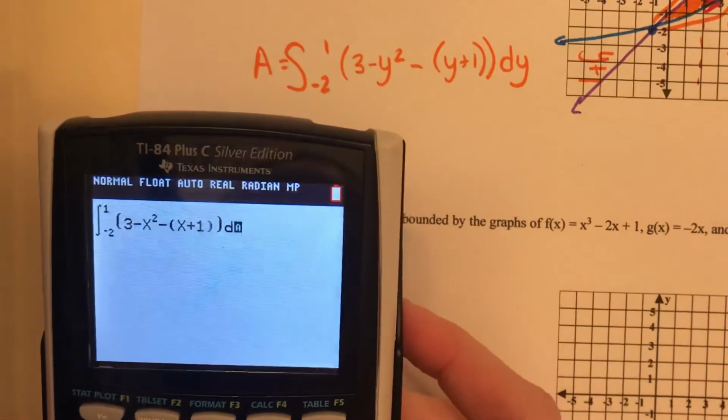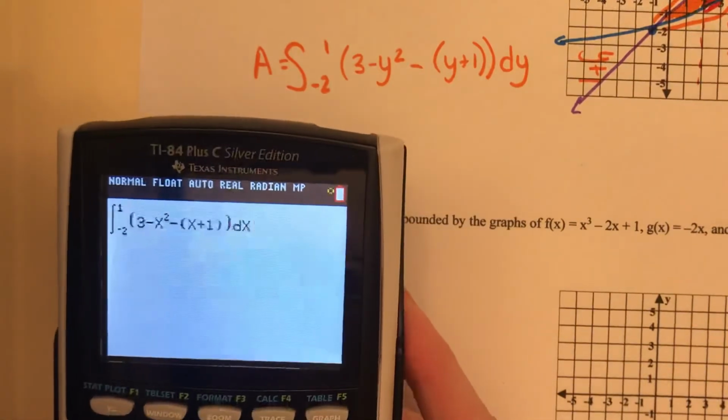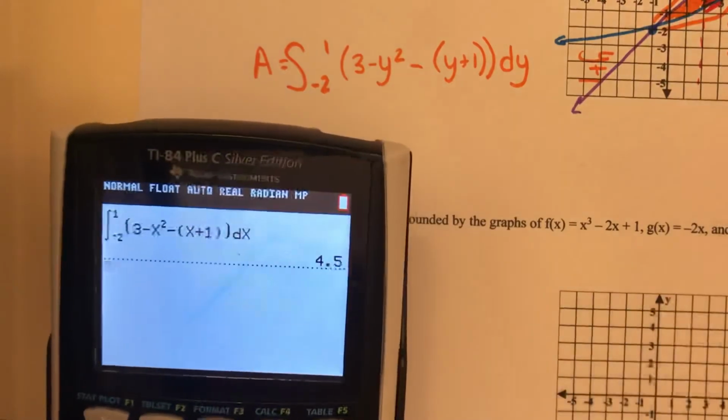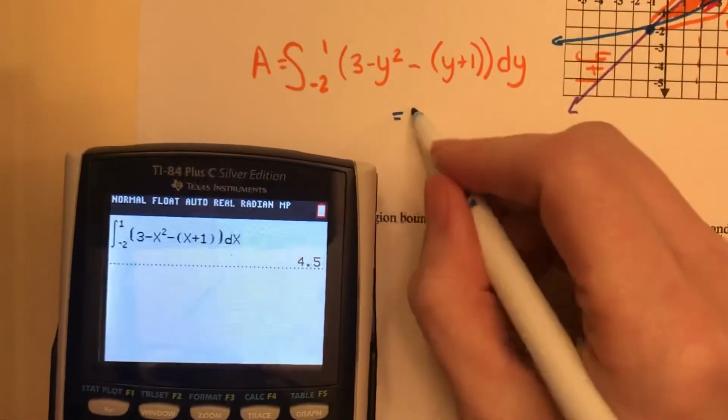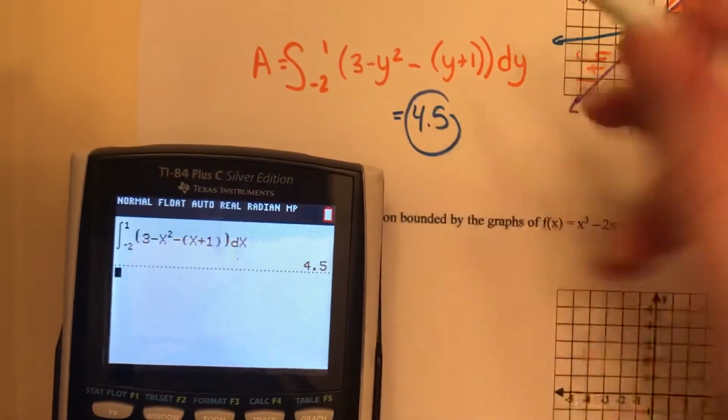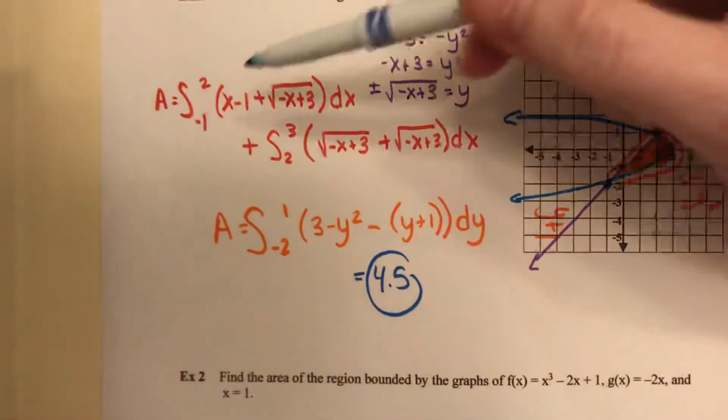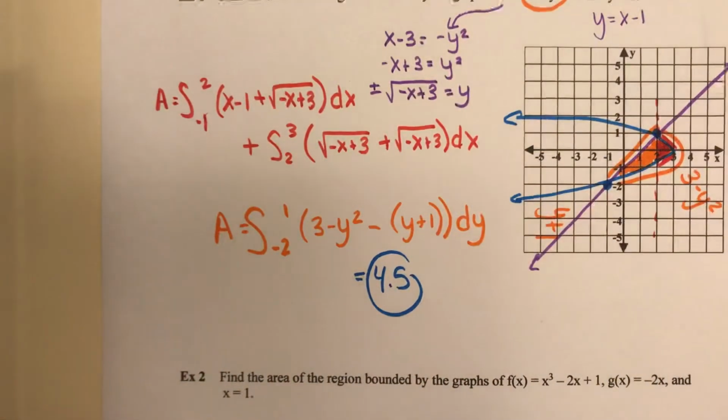It'll work if you use y too. You just have to put a dy over there as well. And I get 4.5, or 9/2. And you would have gotten the same exact answer up here with this long problem with the x's.